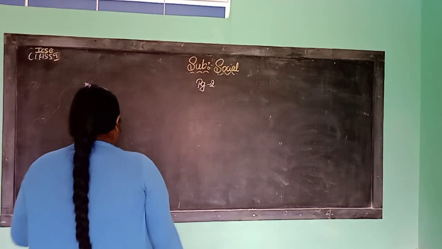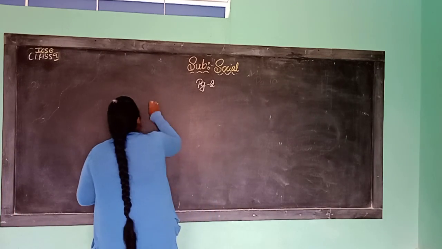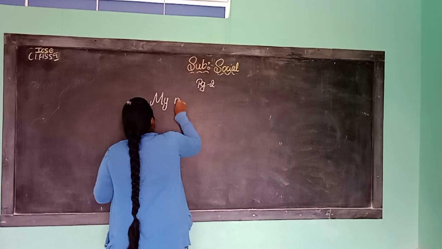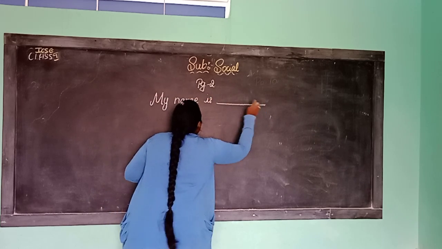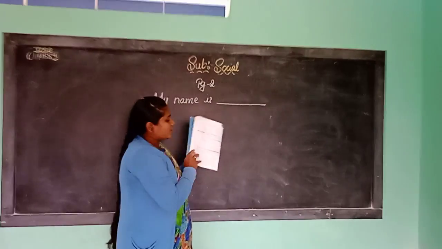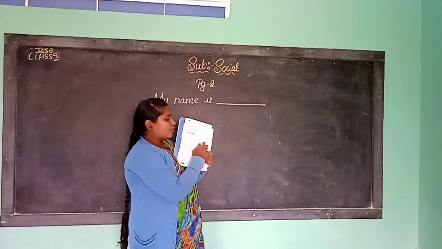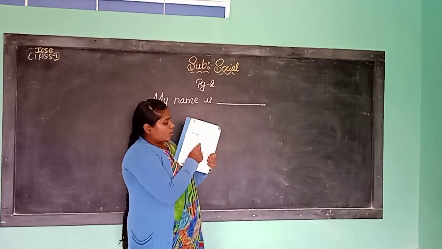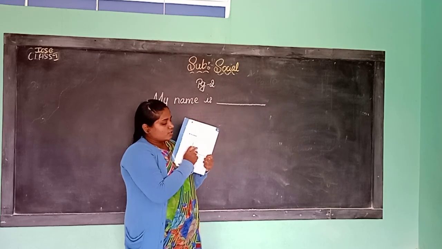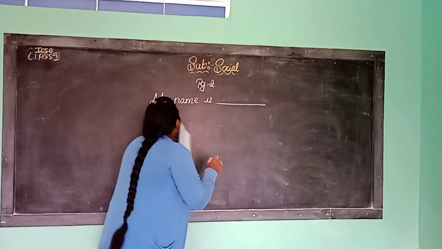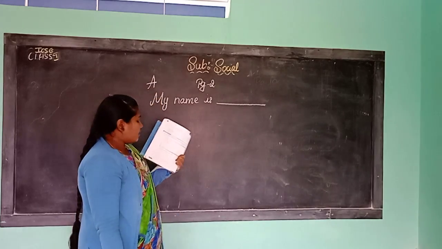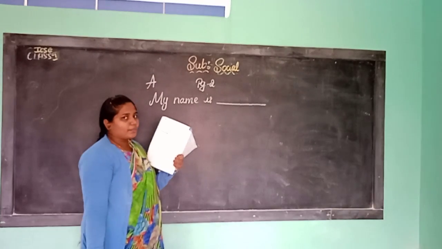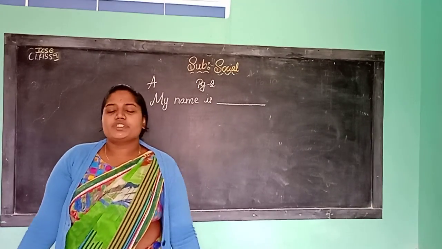So first one is, my name is. What is your name? If the name is like this, very big. So see, children, take pencil and write your name here. All of you look in the textbook. So first one, A name. In A name, first one is my name is. First you have to write your name. Write your name, children.